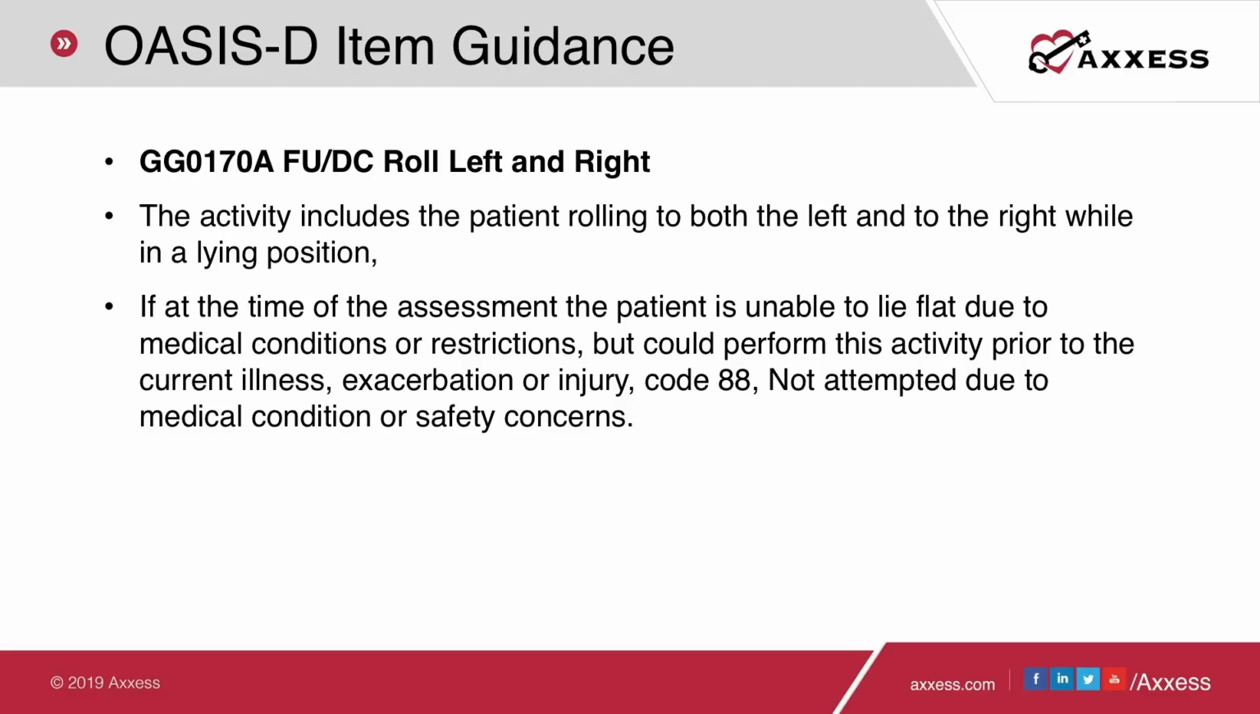Let's get back into the rows on this question and look at what each item is specifically assessing as we go through the rows. So at 170A, this is the roll left and right. We're looking at follow-up and discharge. This includes the patient rolling to both the left and the right while in a lying position. If at the time of assessment the patient is unable to lie flat due to a medical condition or restriction, but they could perform this activity prior to the current illness, exacerbation, or injury, you would code an 88, not attempted due to medical condition or safety concerns.